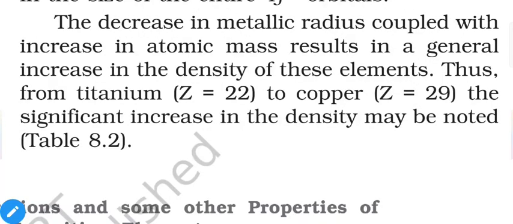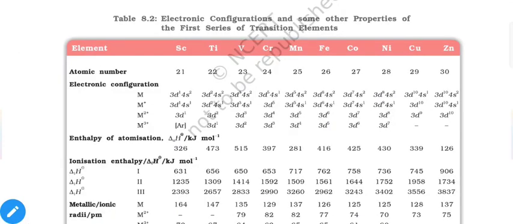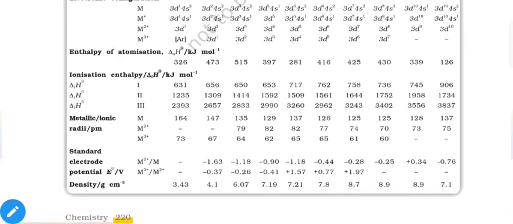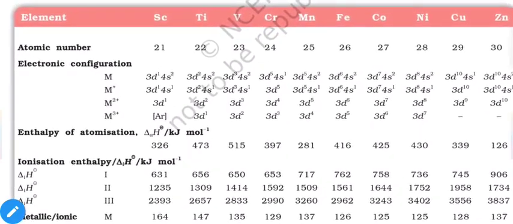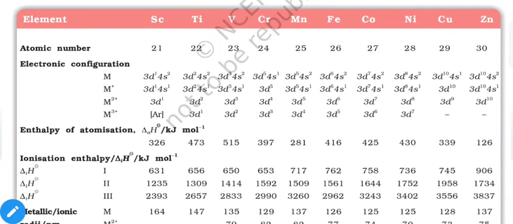The decrease in metallic radius coupled with the increase in atomic mass results in a general increase in the density of the elements, and thus from titanium to copper a significant increase in density may be noted. The density related data are mentioned in this Table 8.2. In this table many other details are also mentioned. So in short, you can study this table and then write the answers in brief. During the exam you only have to refer mainly to this table, and later questions can be answered or described using this data.